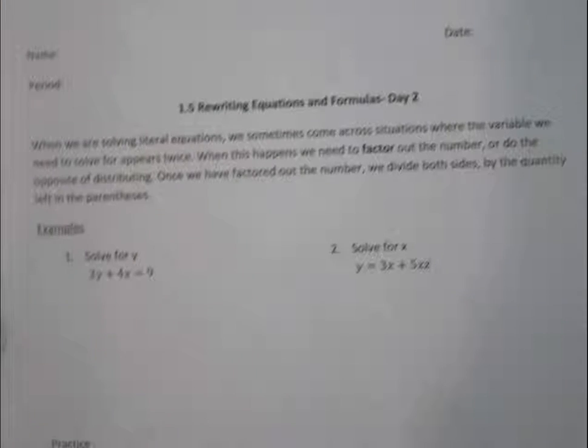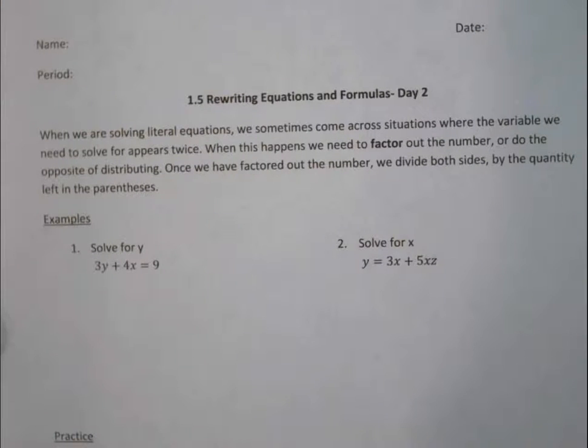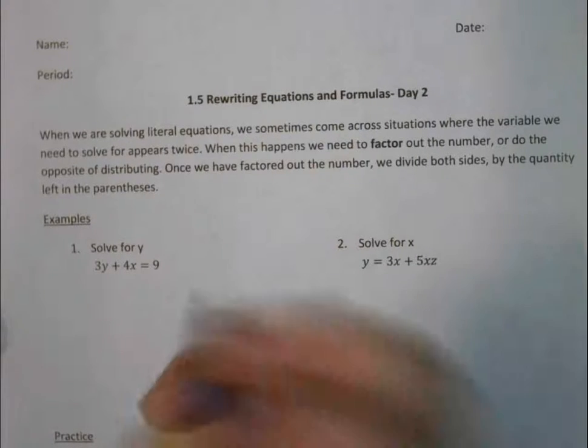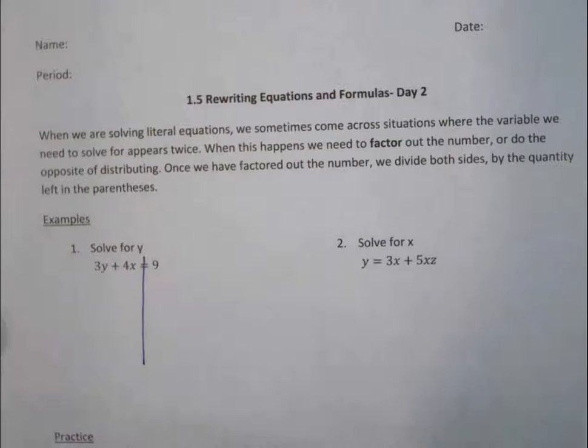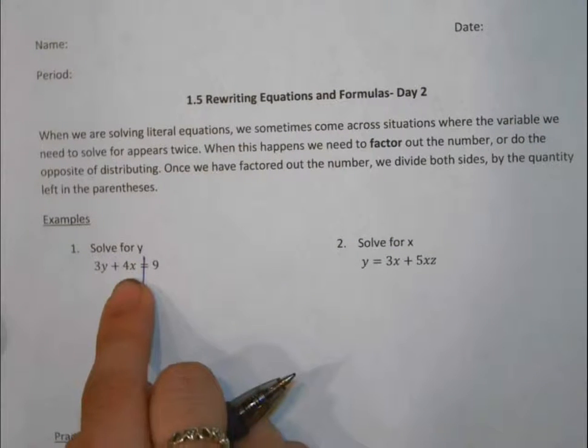Okay? So, sometimes when I'm rewriting literal equations, I need to factor out a letter. This is what happens when I have a letter that appears twice. So I'll show you what that means in a second. Actually it happens in number 2, not 1. So number 1 wants me to solve for y. I'm just going to move the whole quantity over.